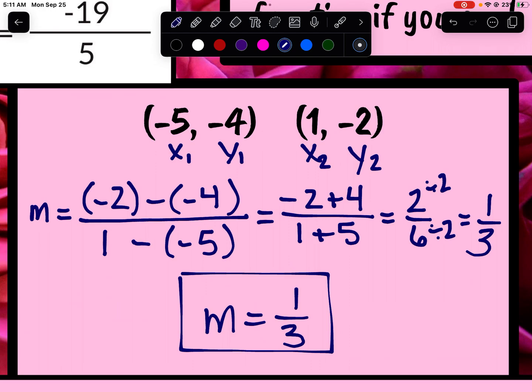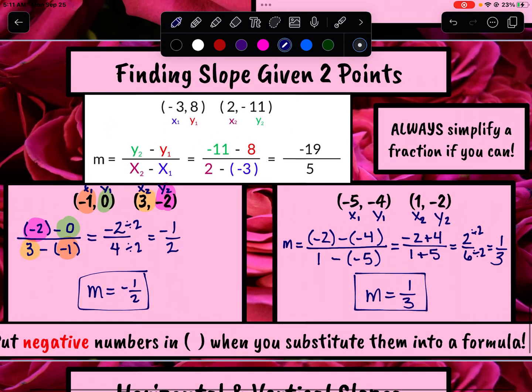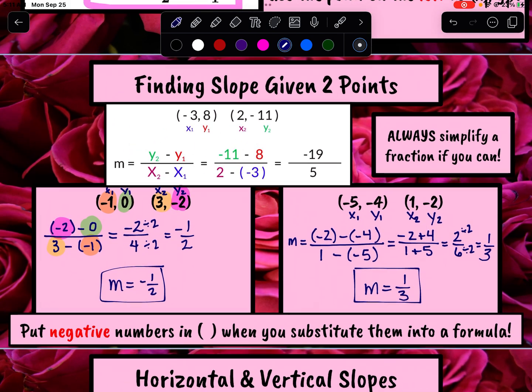Okay, so always simplify a fraction if you can, and put negative numbers in parentheses when you substitute them into the formula.